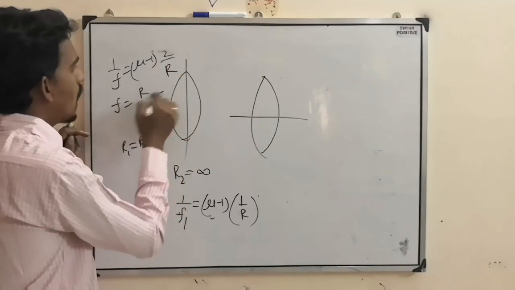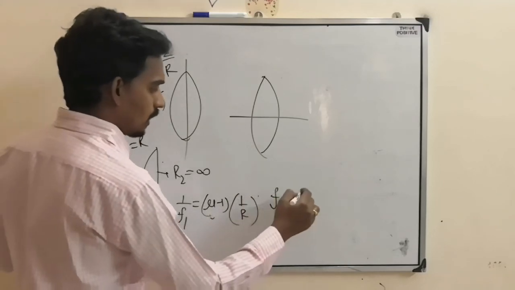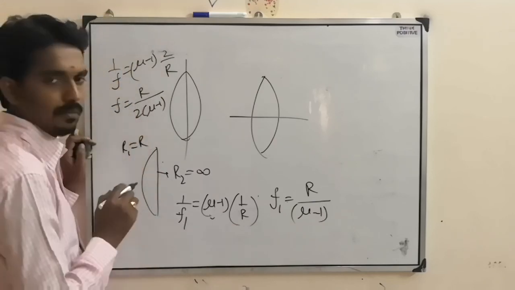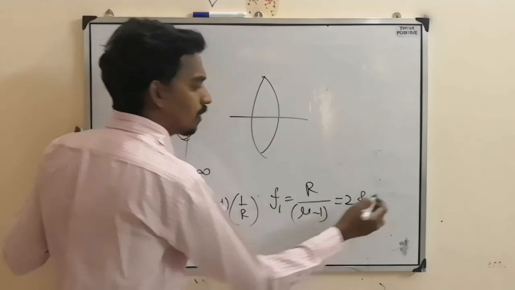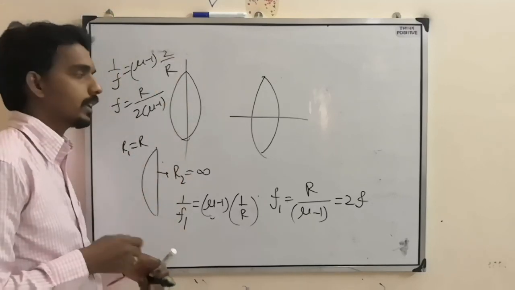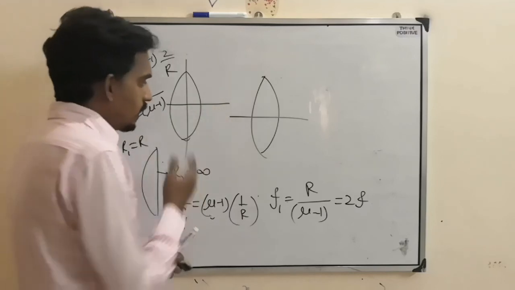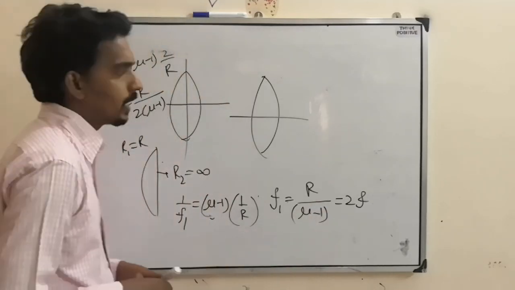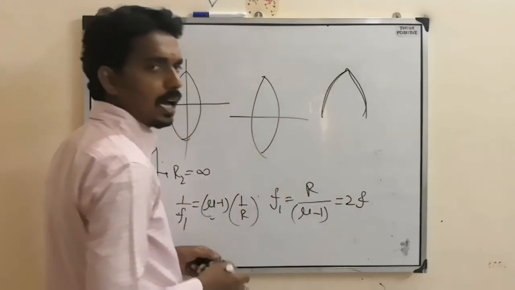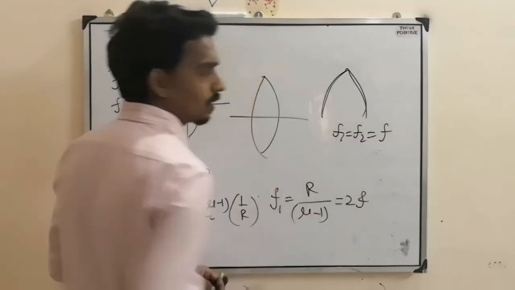So f equals R by 2 into (mu minus 1). Now one piece's focal length will become R by (mu minus 1), double that of the initial one. So when you cut the lens along the line perpendicular to the principal axis, each piece's focal length will become double. But if you cut it like this, both curvatures, R1 and R2, remain the same. So the focal length remains the same.